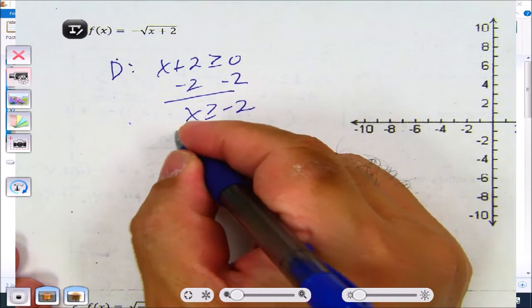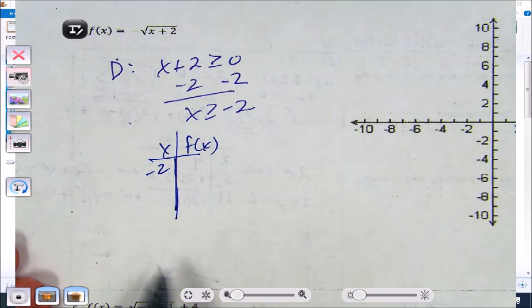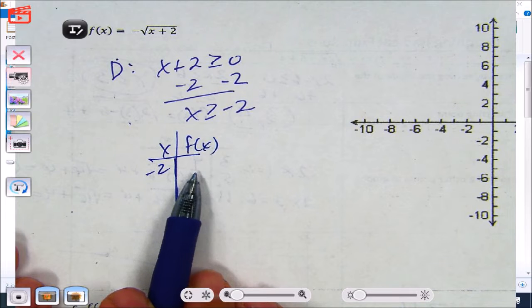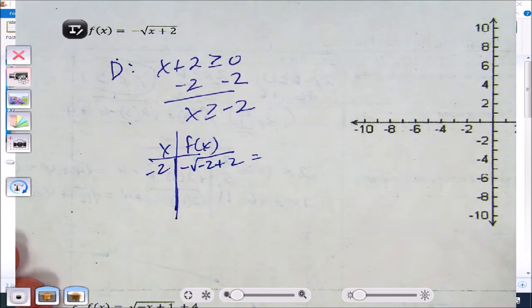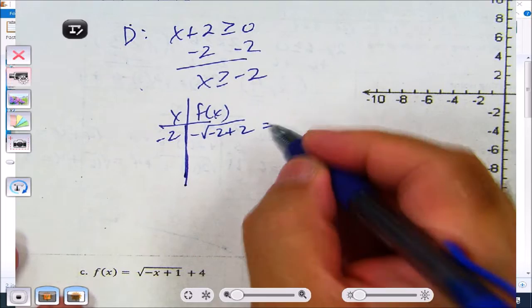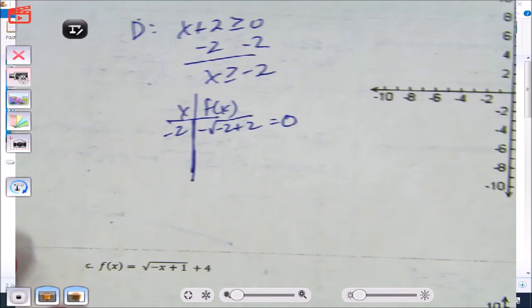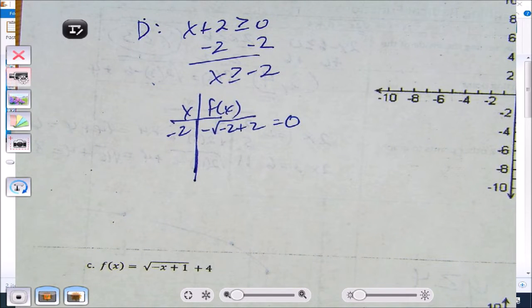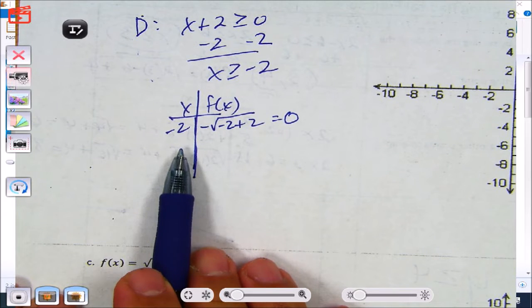Okay, making my chart. So you start at negative 2. What happens when you plug in negative 2? So it's the opposite of the square root of negative 2 plus 2. What's negative 2 plus 2? 0. What's the square root of 0? 0. What's the opposite of 0? 0.